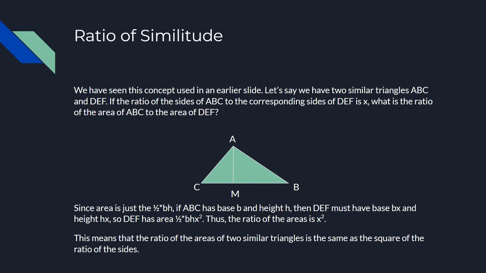Since area is just 1/2 base times height, if ABC has base b and height h, then DEF is going to have base bx and height hx, because they have that ratio. So DEF is going to have area 1/2 times base times height times x squared. So the ratio of the areas is going to be x squared. The ratio of the areas of two similar triangles is the square of the ratio of the sides. So if the ratio of the sides is 3, then the ratio of the areas is going to be 9.